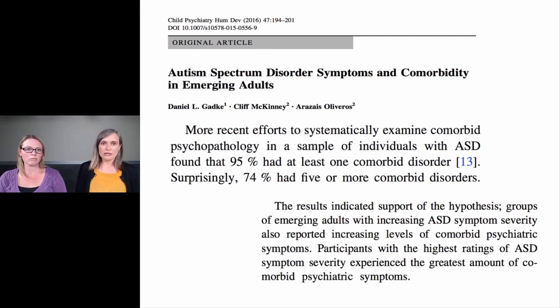And there's this nice piece of literature from 2016. You can see there that it notes that in a particular sample of individuals with autism, they found that 95% had at least one comorbid mental health disorder, and that 74% had 5 or more comorbid disorders. And in the second paragraph, you can see that as the severity of autism increases, so does the severity of psychiatric symptoms. So we're working with a really vulnerable population when we're working with young people with autism that commonly have more than one mental health comorbidity.